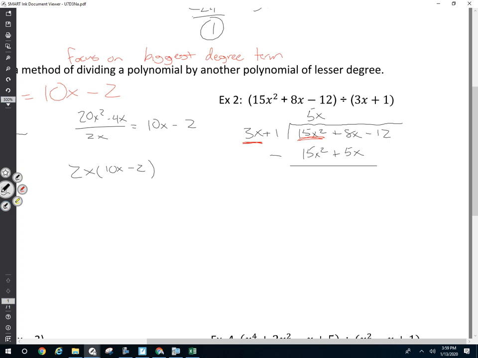Instead of subtracting, I always recommend adding the opposite. However, the opposite's going to be going to both of those terms because I'm subtracting like a polynomial. Now, 15x squared minus 15x squared, gone. That's 0. But 8x minus 5x, that's 3x. Bring down the next term, minus 12.